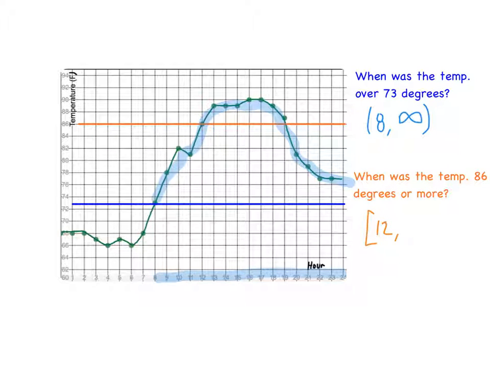And then when did it stop being 86 degrees or more? So all the way from 12 on. And here, pretty much what would be 19, so 1900 hours, like 7 o'clock at night. That's about when it went below or hit 86 again. And again, hitting that point, it's at 86 degrees, right? So those get brackets.